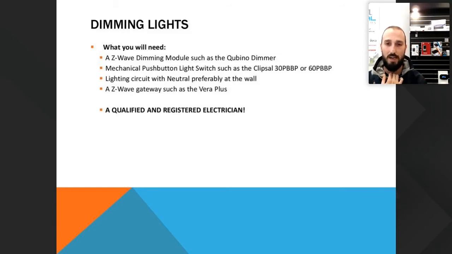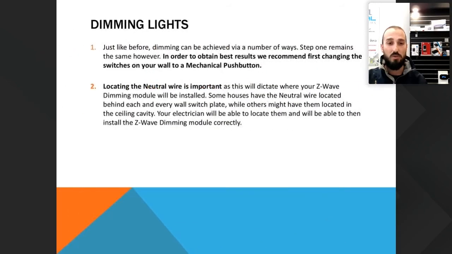So it's just something to keep in mind when you're looking at the customer's home and what they're hoping to set up. So for this setup, again, you'll need your gateway. You will need a dimming module of some description. Again, we recommend the mechanical push button and lighting circuit with neutral, preferably at the wall. We've already discussed why that's important. And again, you do need to be an electrician for this one too. So very important to make sure you do it right.